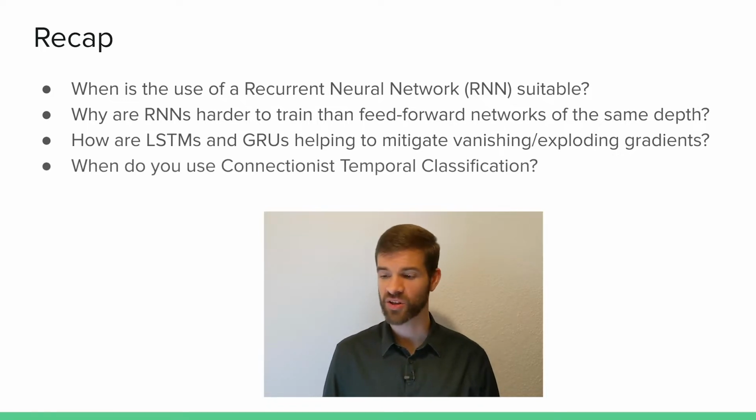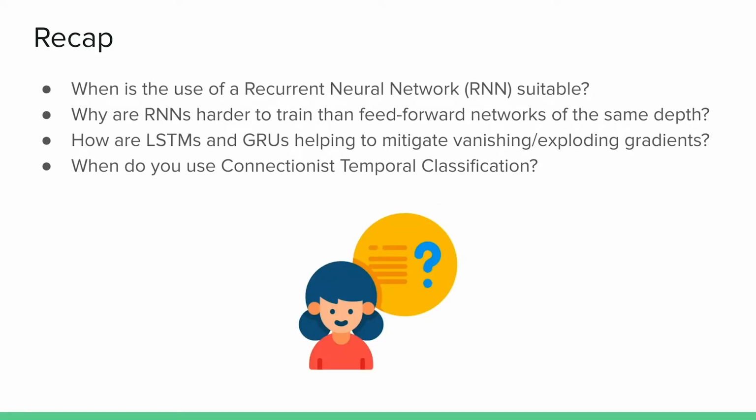And last but not least, when do you use connectionist temporal classification? Whenever you have two sequences that are unaligned, that you want to process somehow, where you want to go from one sequence to another. For example, if you have a recording of me talking and the transcription of the text, and you want to train a network to do this transcription, you would use a connectionist temporal classification loss. It allows us to work with sequences that are unaligned.